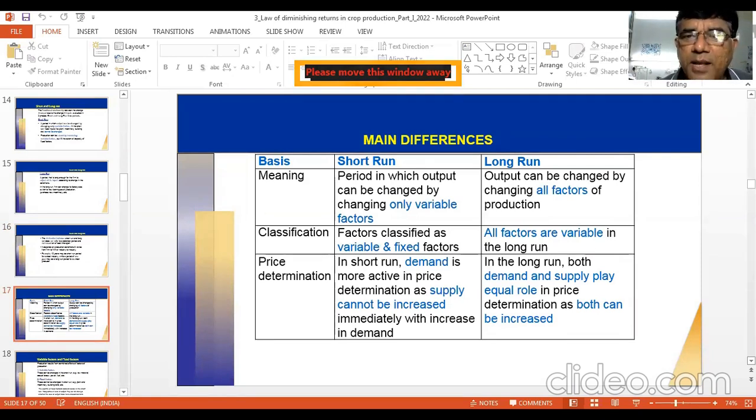In long run, output can be changed by changing all the factors of production. Classification: factors are classified as variable and fixed factors. In short run, only variable factors are changed. All factors are variable in the long run, meaning even fixed factors become variable factors in the long run. Price determination: in short run, demand is more active in price determination, as supply cannot be increased immediately with the increase in demand. In long run, both demand and supply play an equal role in price determination, as both can be increased. That is the difference.